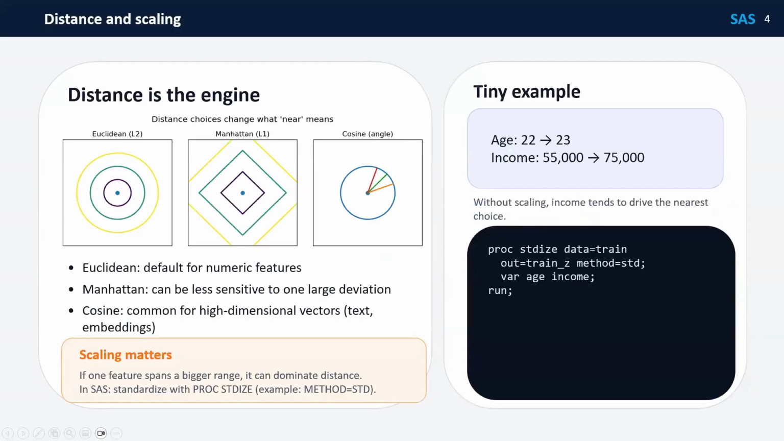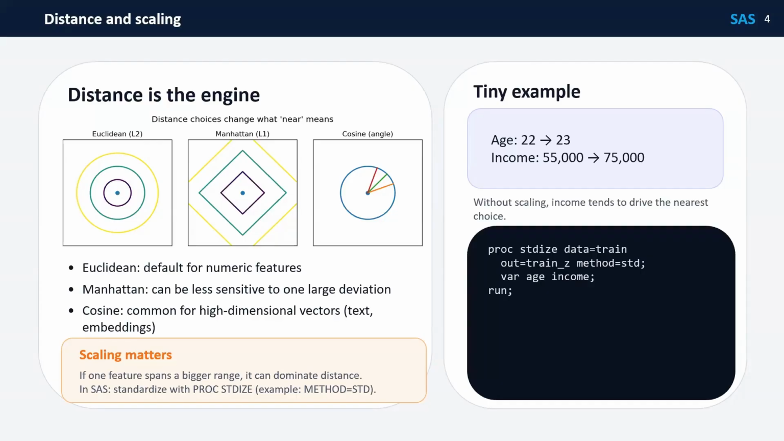So here on this slide is where kNN often succeeds or fails, and it comes down to distance and scaling. Distance is like the engine. If distance reflects real similarity, kNN can work well. If distance is distorted, the neighbor choices get distorted. So here are the distance types you'll commonly hear. Euclidean distance is the default for numeric features. Manhattan distance can behave differently when one feature has a big deviation. Cosine distance is when your predictors are high dimensional vectors like text features or embeddings.